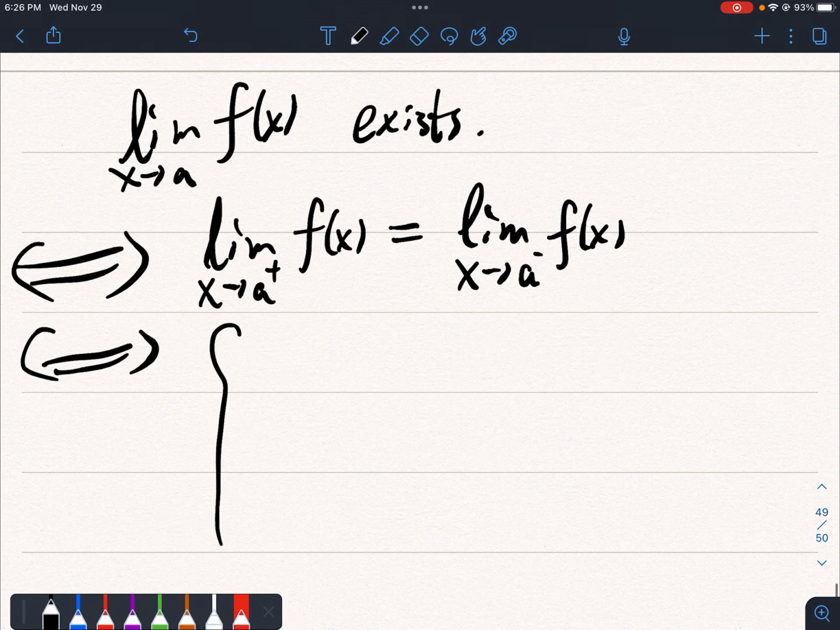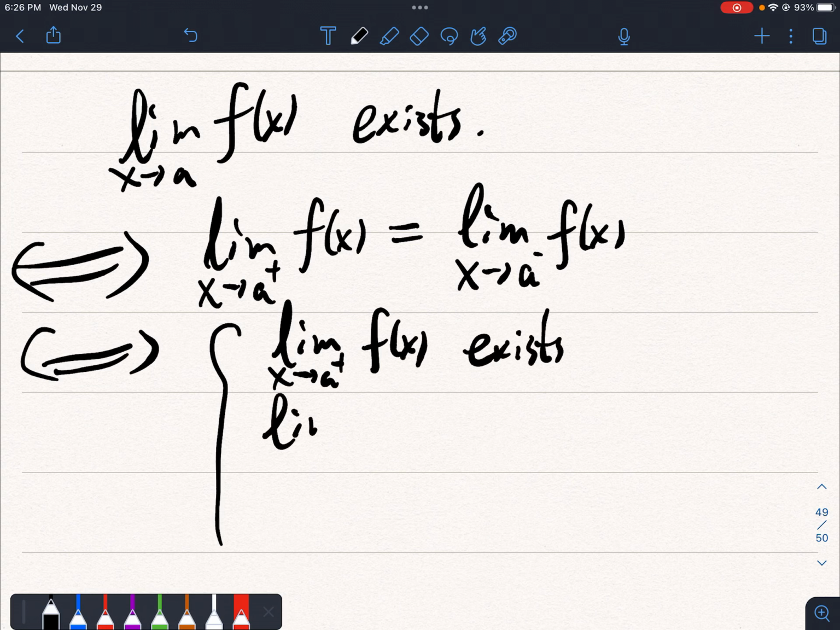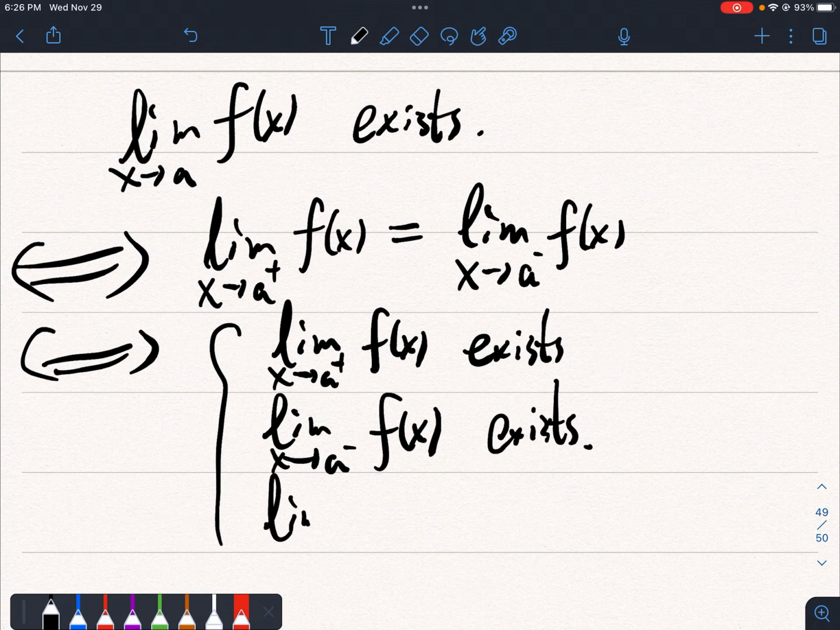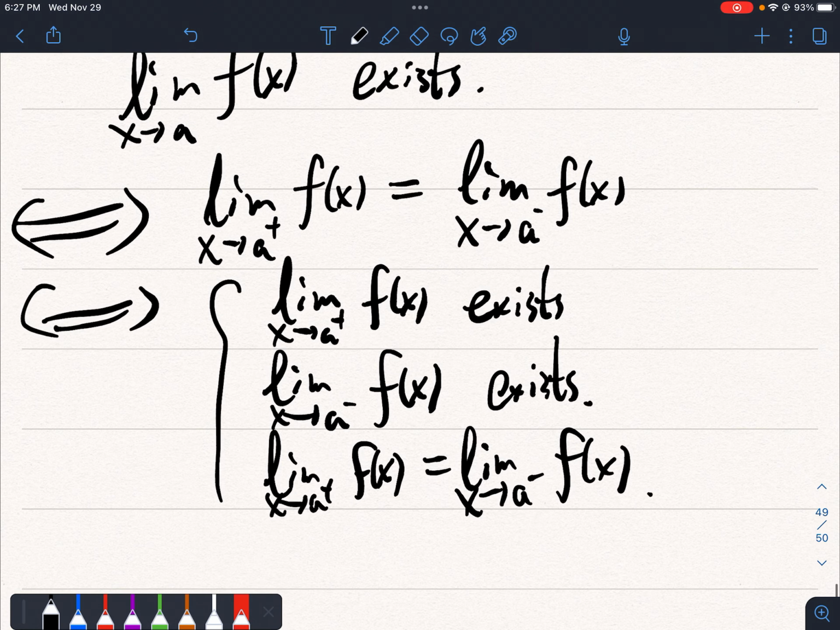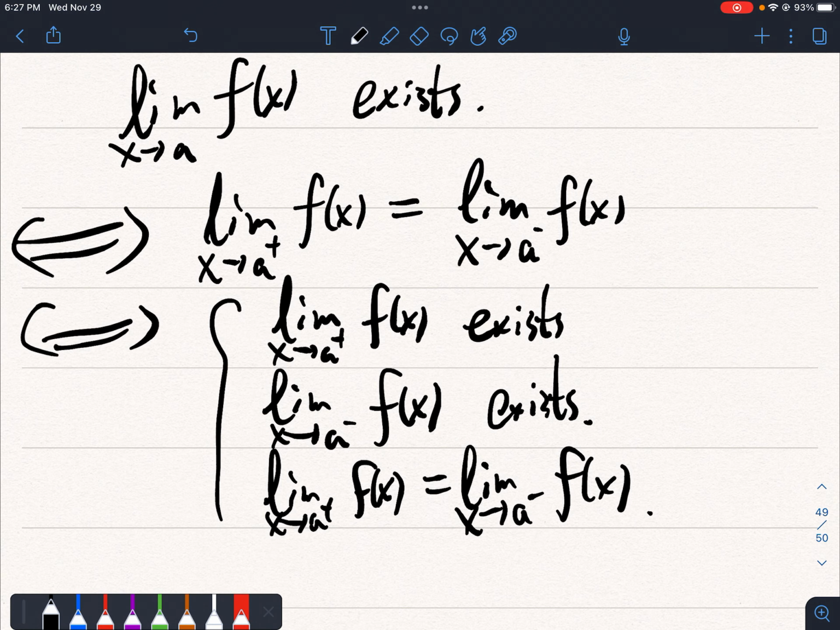Okay, so just as last time, this actually has 3 meanings. The first one is that the right limit exists, and then the left limit exists, and also they are equal. Okay, it's very, very important.